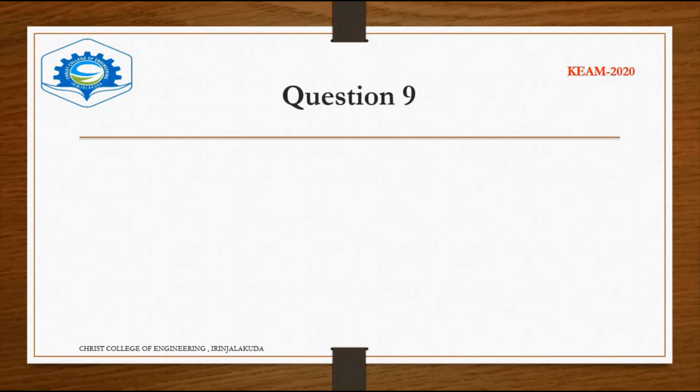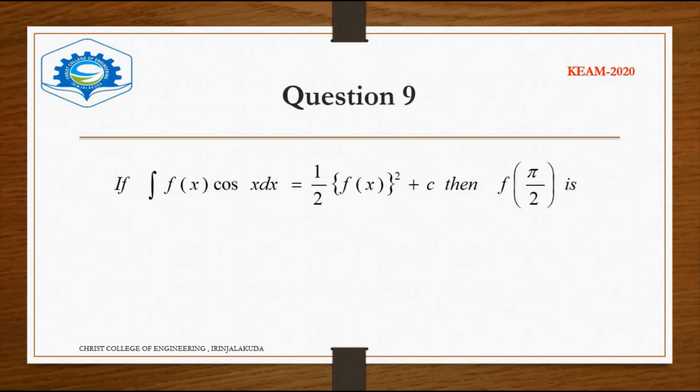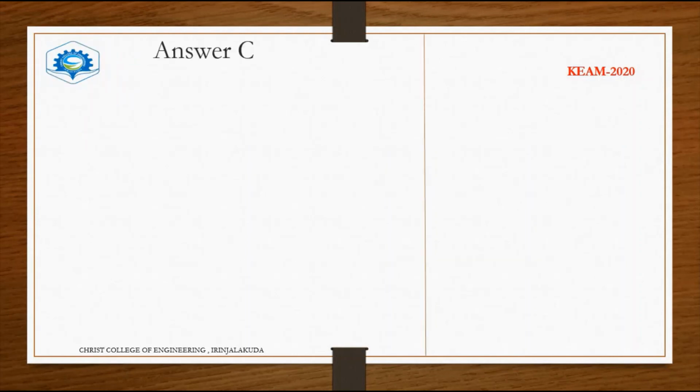Now let us move on to the next question. If integral f of x cos x dx is 1 by 2 f of x whole square plus c, then find the value of f of pi by 2. See, here also we don't know the function, but we are finding the value of f at pi by 2. These are your options. Now consider the given equation.